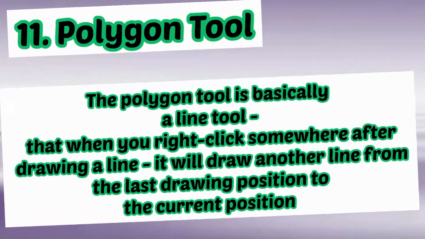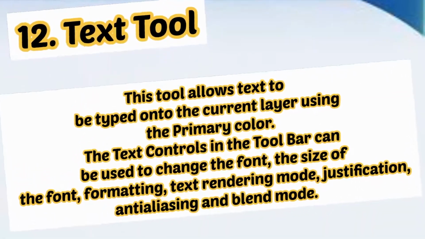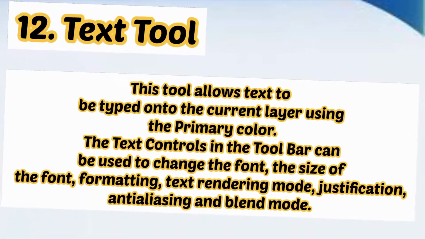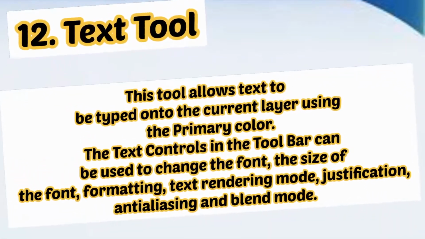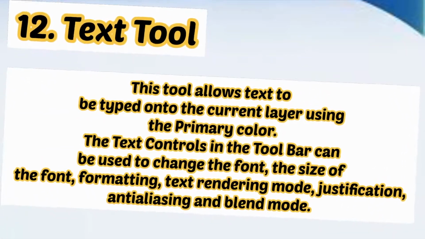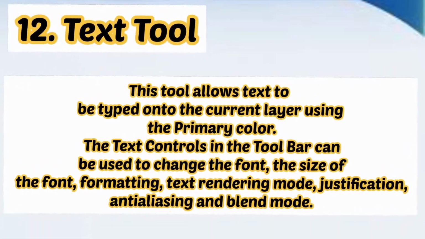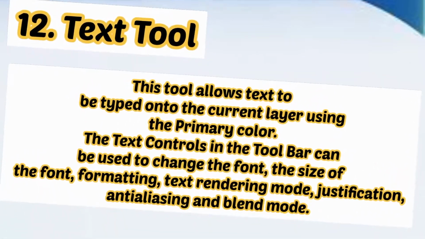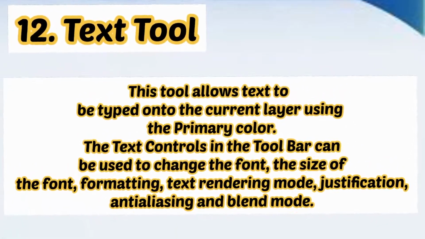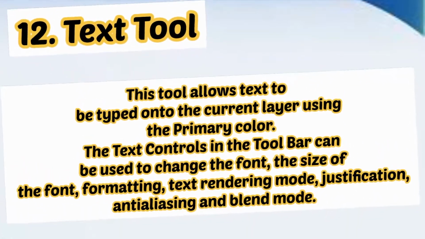And the next one is the text tool. This tool allows text to be typed onto the current layer using the primary color. The text control in the toolbar can be used to change the font, the size of font, formatting, text rendering mode, justification, anti-aliasing and the blend mode of the text.